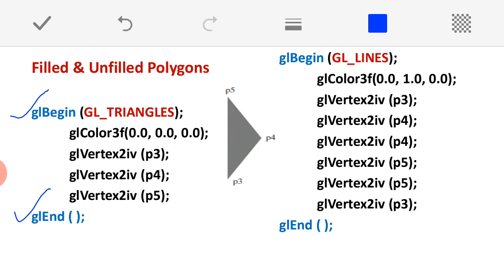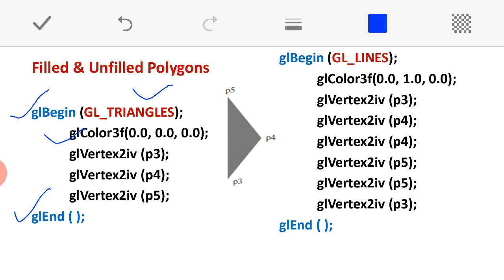Okay. Now, which polygon am I going to write over here? Triangle. So, what is the symbolic primitive which is available to draw the triangle here? GL underscore triangles. So, this is the primitive, a symbolic constant which is readily available in OpenGL, that you can make use of. Then I am going to set which color, let it be a black color, 0 0 0 RGB.